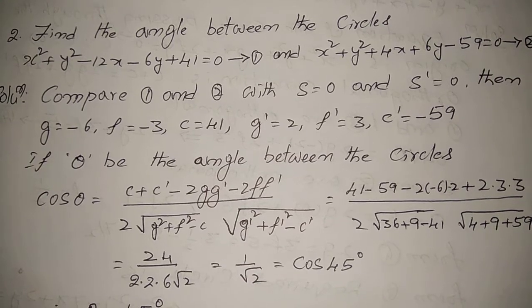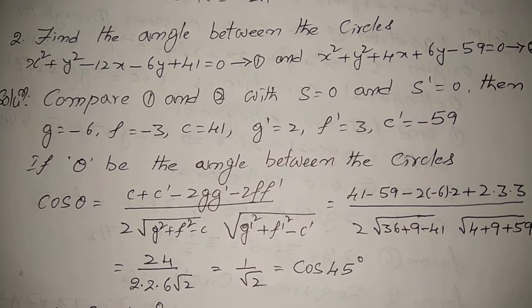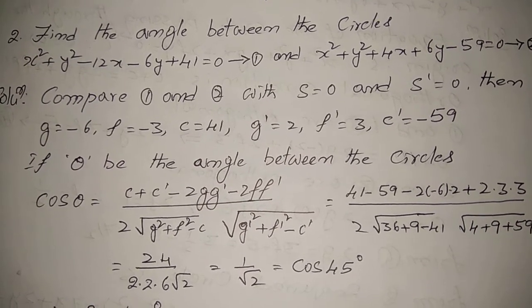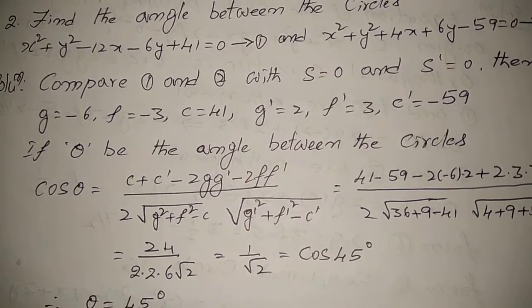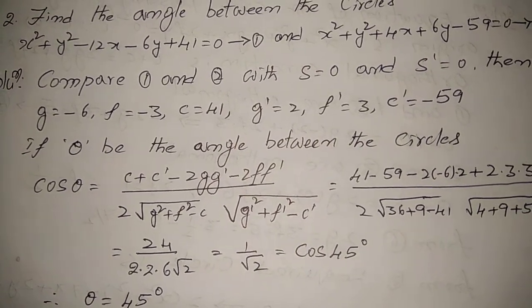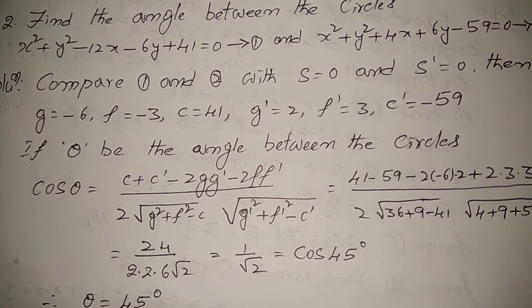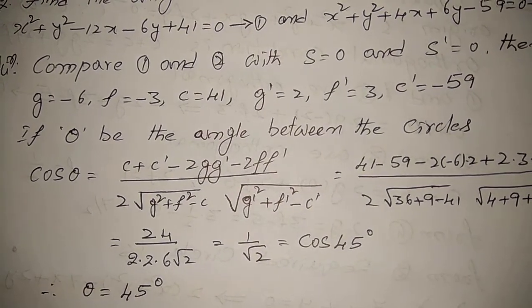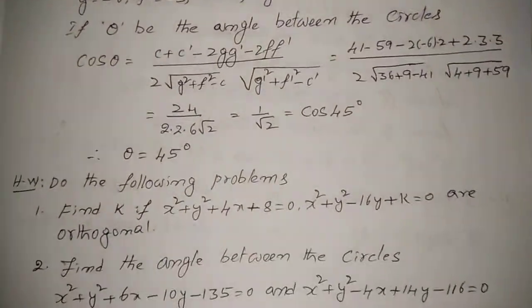That means root of g square plus f square minus c into root of g dash square plus f dash square minus c dash. If you simplify it, we will get 24 by 2 into 6 root 2, which is equal to 1 by root 2. We know that cos 45 degrees is equal to 1 by root 2. So 1 by root 2 is equal to cos 45. Therefore theta is equal to 45 degrees.